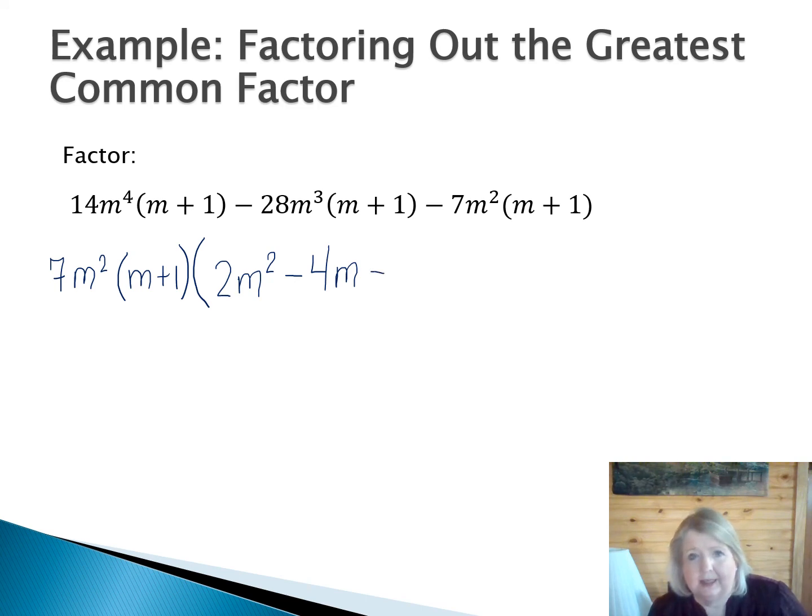So minus sign. 7 divided by 7 is 1. M squared over m squared is 1. Parentheses over itself is 1. So I am left with 1 times 1 times 1, which is 1.